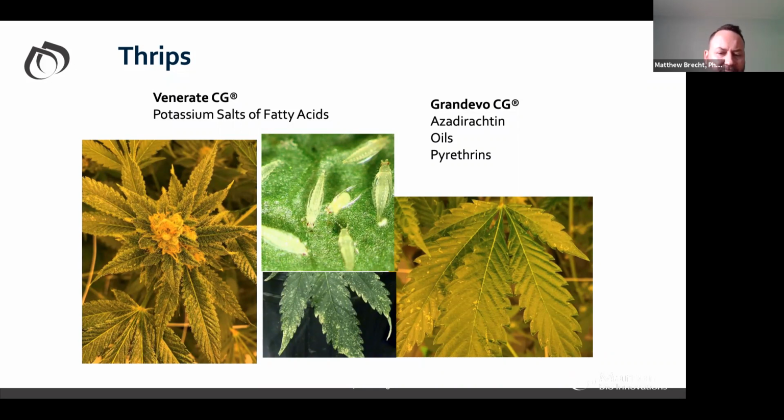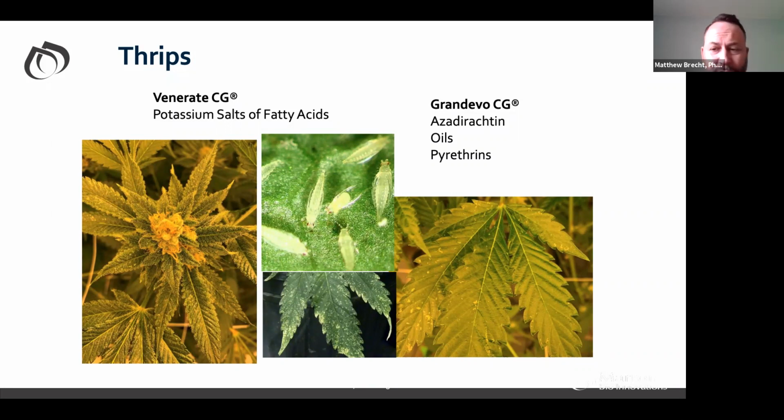But if the population gets out of control, in that bottom picture there, you can see a lot of leaf stippling, some yellowing around the edges. That's a population where it's a little too high, and then you're going to see some flower deformation and some yield loss.